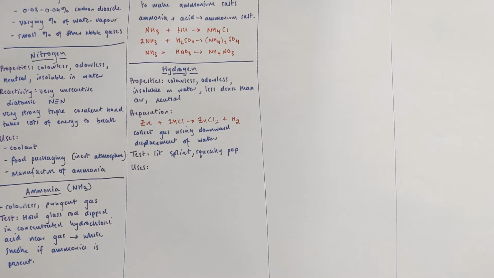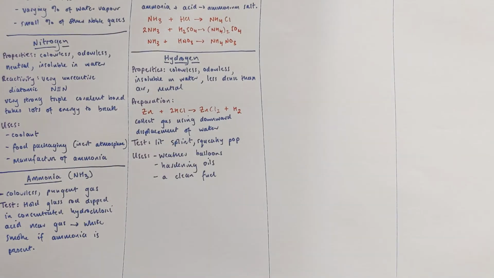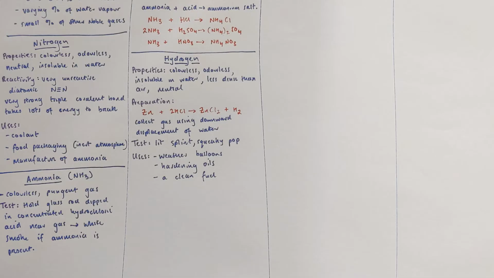There are 3 common uses of hydrogen gas. It can be used to inflate weather balloons, which are very light balloons that float up into the atmosphere holding meteorological equipment, equipment to measure temperature and pressure, things like that for weather forecasting. It can be used to harden oils, that's how you make margarine. You'll take an oil, you'll add hydrogen to it, and that will make it have a higher melting point, which basically turns it into solid fat, such as margarine. And finally, it can be used as a clean fuel.